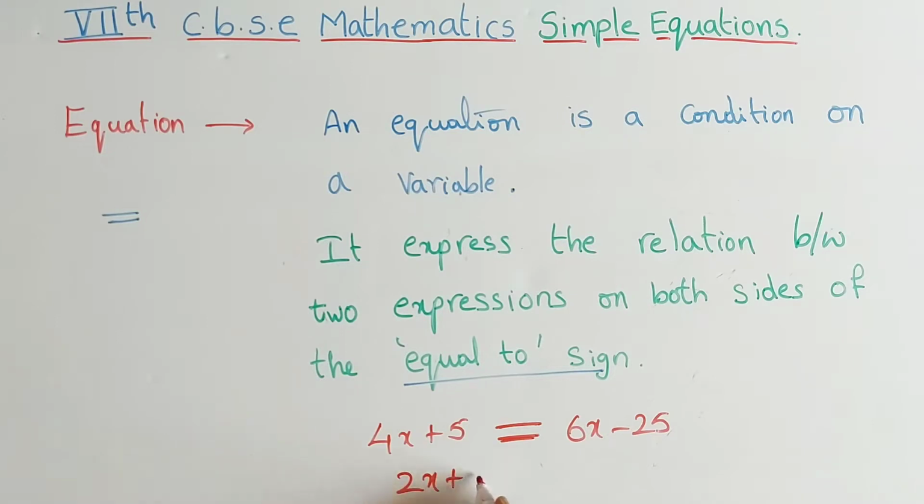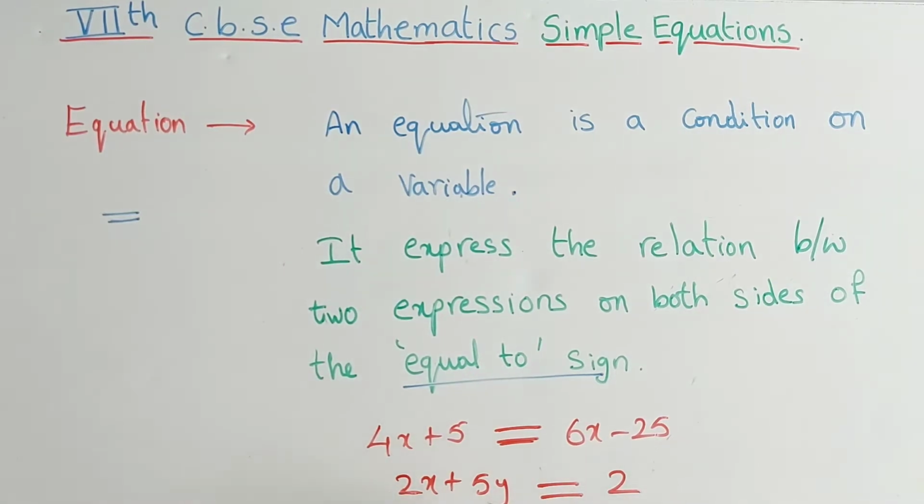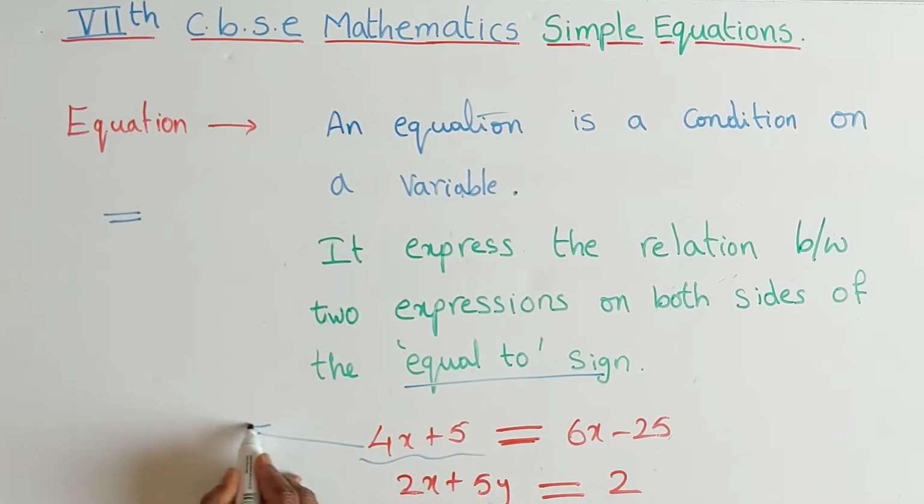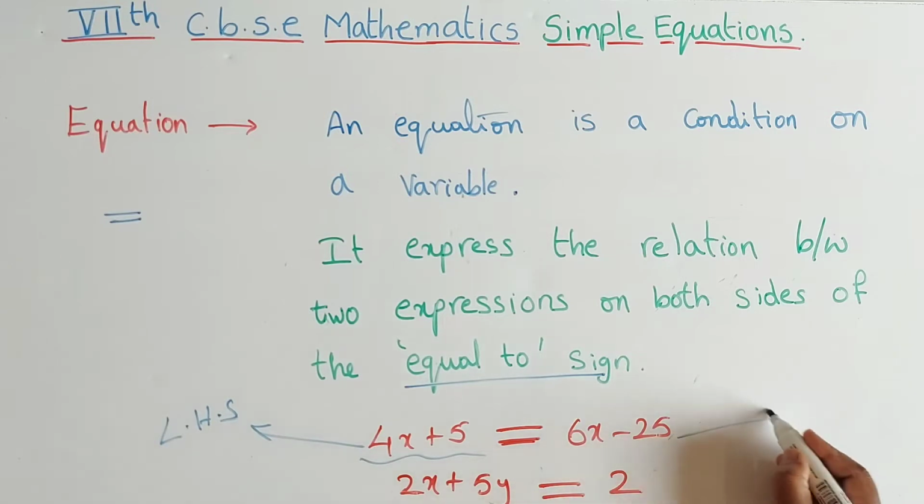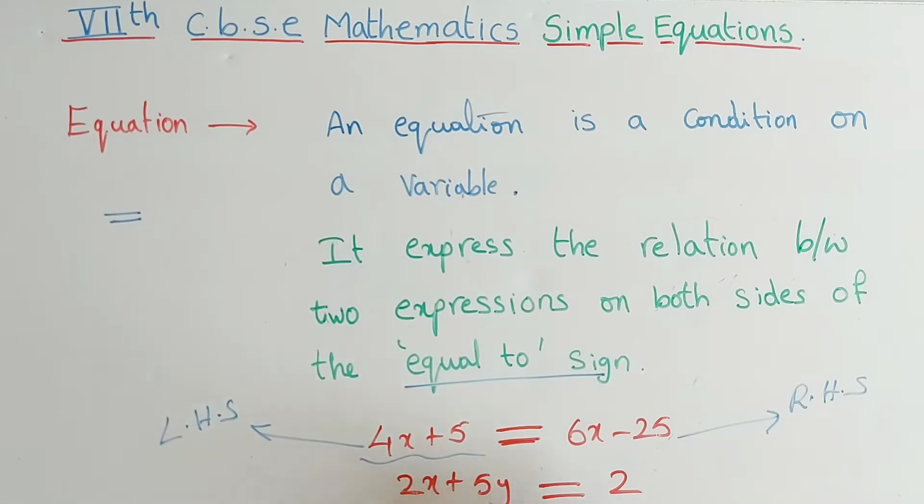2x plus 5y equal to 2, equal to some value. Correct children? This is one expression and this is one expression. In between, the equal to sign is there. So this is an equation. Correct? In the equation we have two parts, children. One is the LHS part. LHS means left hand side part. And this one is the RHS, right hand side part, children. Now always the LHS, left hand side part, is equal to the RHS, right hand side part.